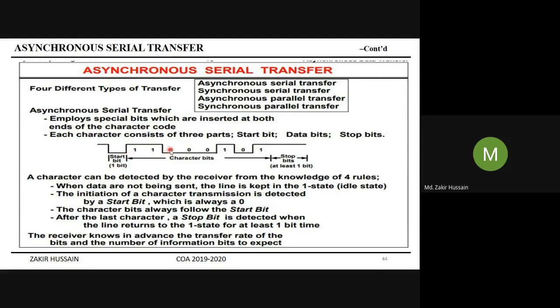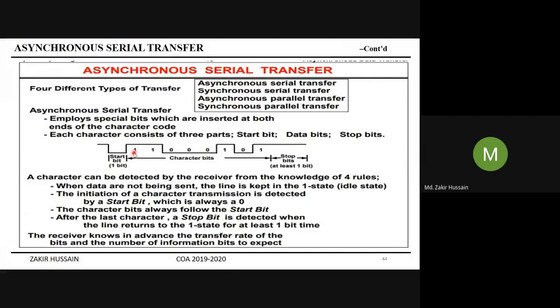1, 2, 3, 4, 5, 6, 7, 8. 8 are the character bits. And then finally here, you see, this is the stop bit. In this bracket, you see at least one bit. So the stop bit need not be only one. It can be more than one, but at least one stop bit as a logic high. That is, at least one bit should be there.